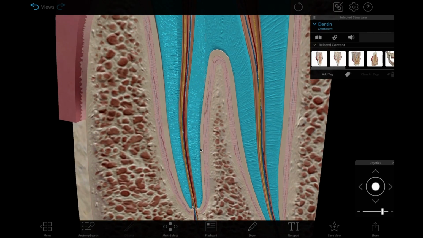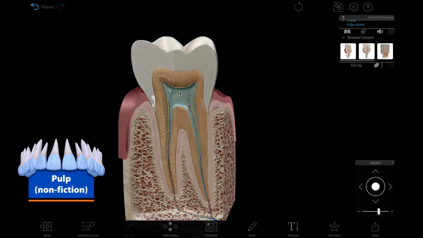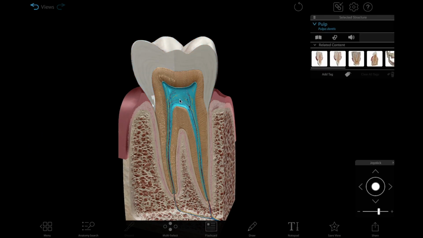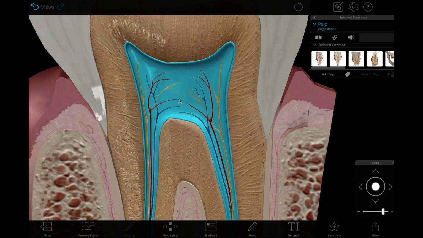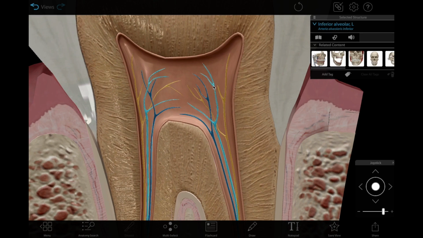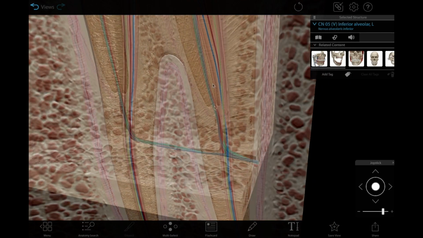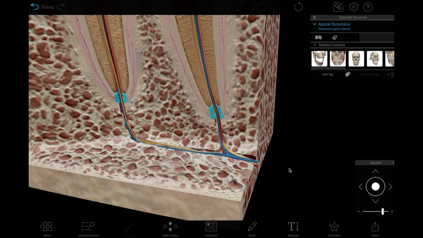Here, we can see that most of the tooth is made up of dentin. At the root, it's covered by cementum and connects to the periodontal ligament, and at the crown, it's covered in enamel. The inside of the tooth contains pulp, which is made up of connective tissue and replaces lost dentin as the tooth decays. Blood vessels inside the pulp keep its tissue supplied with oxygen and nutrients. Nerves are responsible for sensation. The apical foramina at the bottom of the roots allow these nerves and blood vessels to pass through.